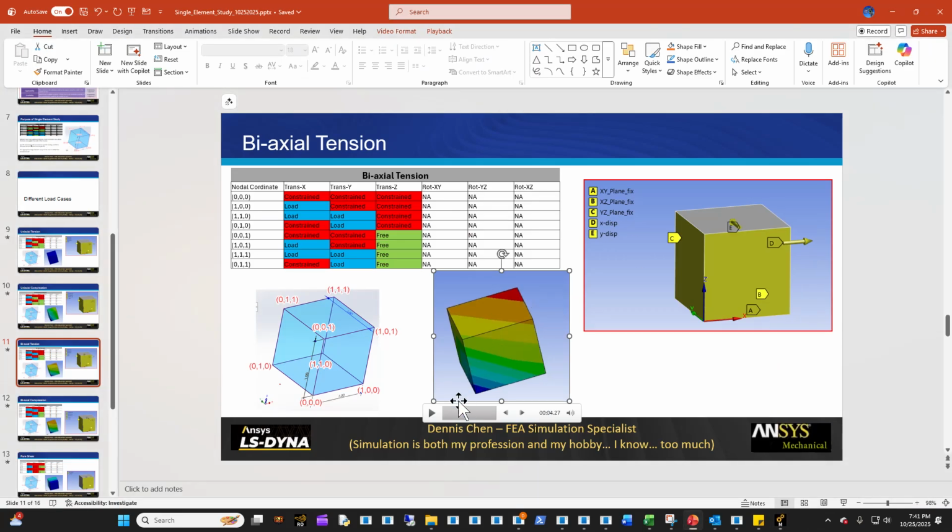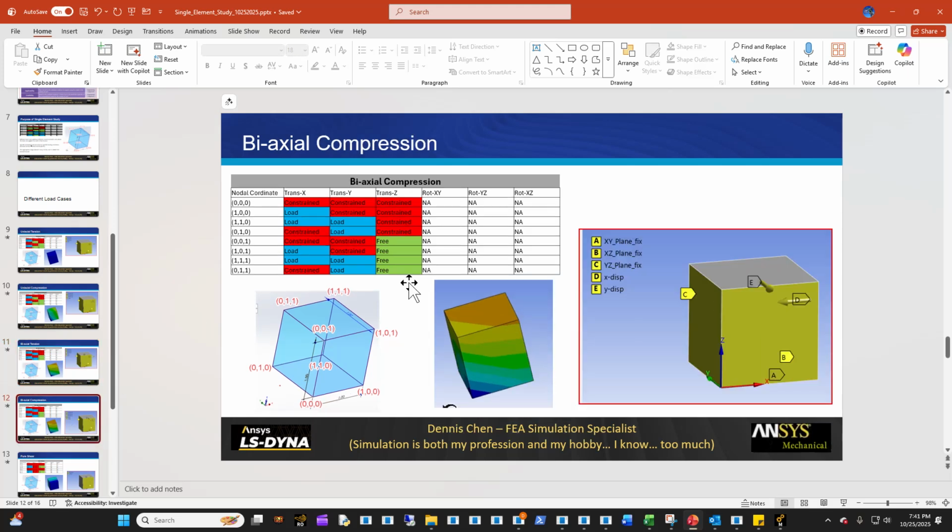So this gives you the correct triaxialities. This is also how you know you're constraining the part correctly, right? So in this case, you have uniaxial tension, and you can see this is all free along the z direction for the top 4 nodes, because you need to do the biaxial tension. Same thing with the biaxial compression, it goes the other direction, right?